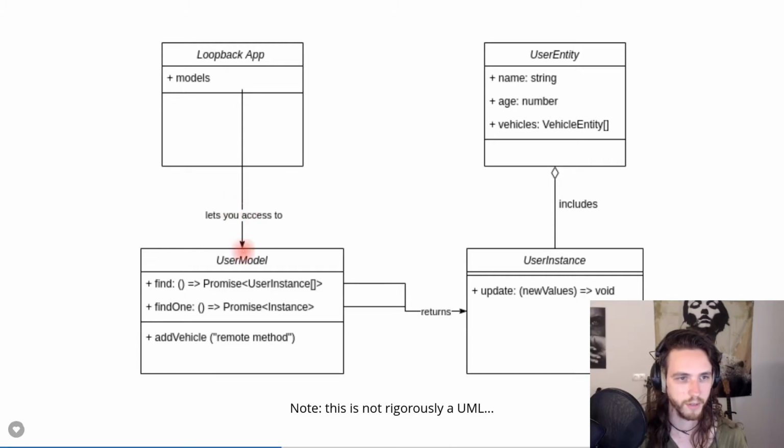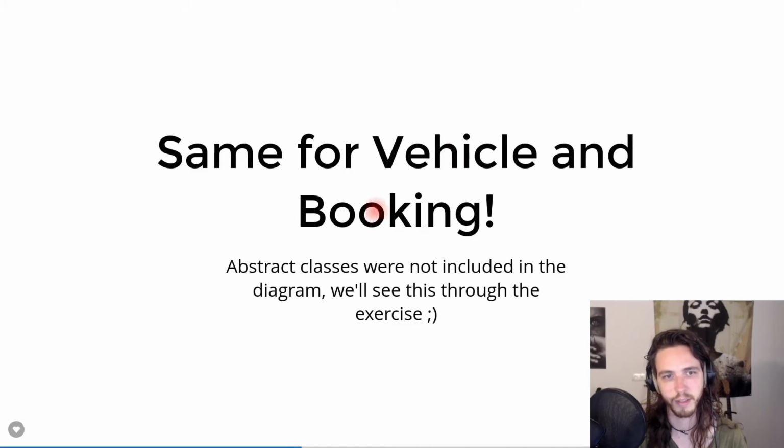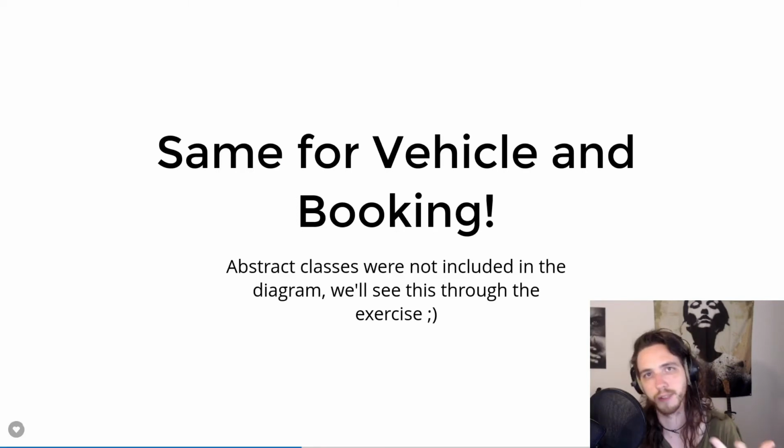So I can access my user model, which has the static methods find and findOne, which allow me to get the user instances. And the user instance has the update method, and it contains all the user entity properties. As I said, it's exactly the same for vehicle and booking. Of course, there are some abstract classes that I did not represent here for model, instance, and entity, sorry. But we'll see this during the exercise.